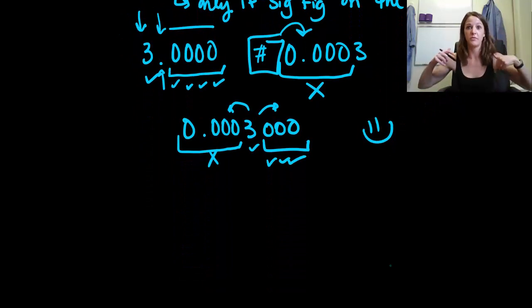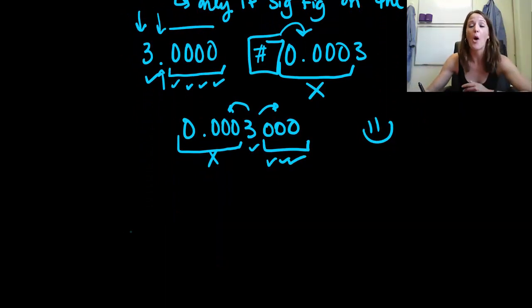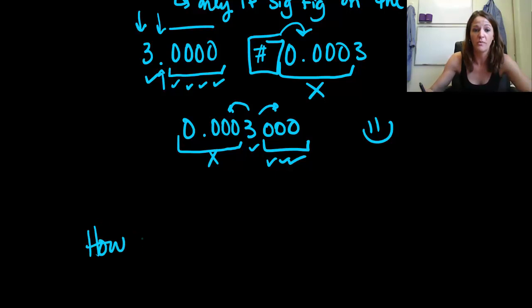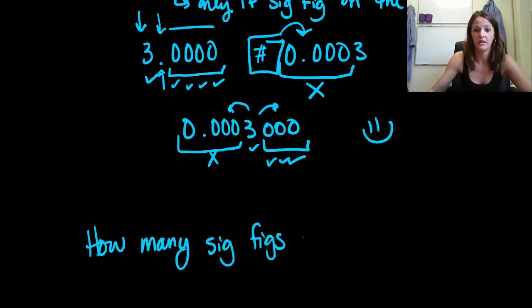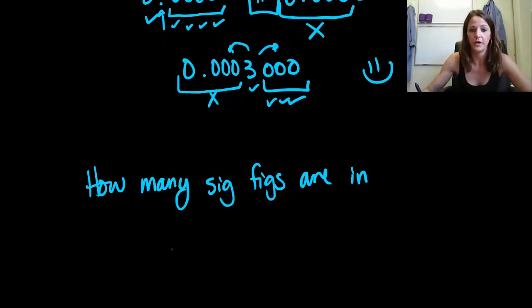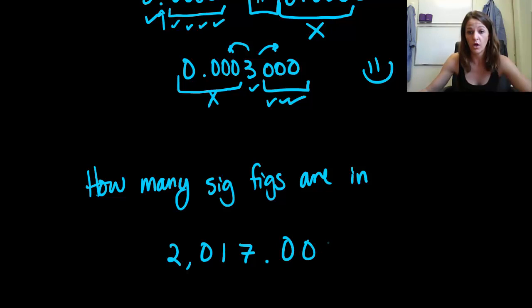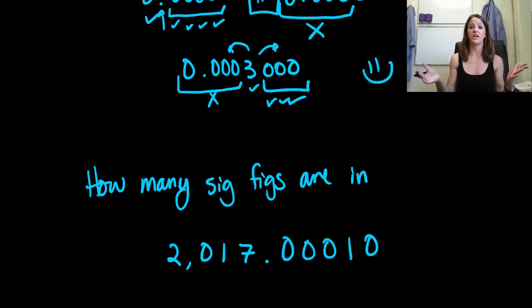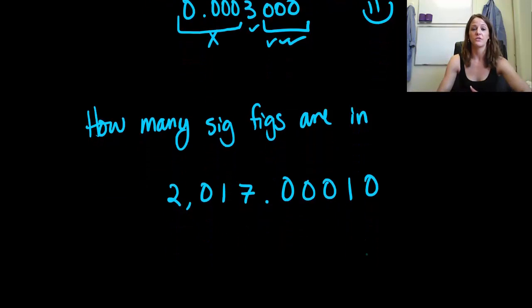So now I'm going to do one example for you. Tell me, please, how many significant figures, how many sig figs, are in this number: 2017.00010. How many significant figures in that weird number? Go. All right, did you get an answer? Hopefully you did, but if you didn't, that's okay. Let's work through this together.